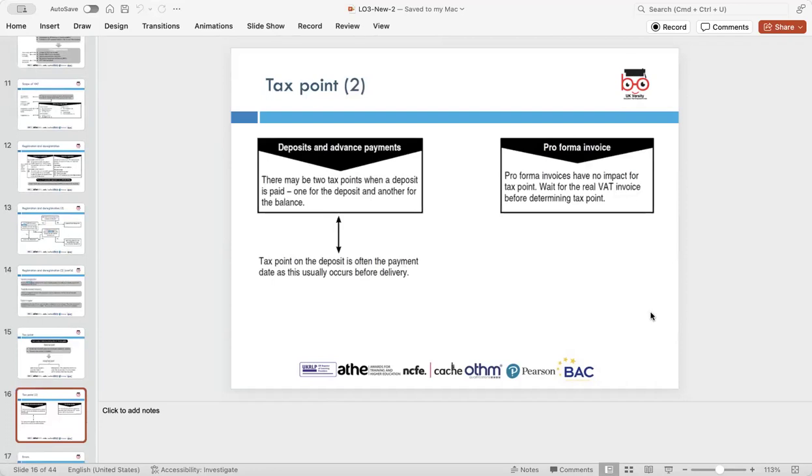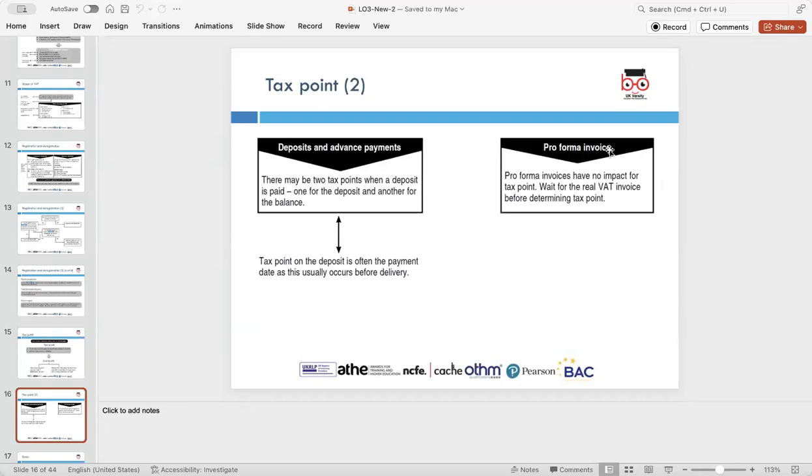Deposits, advance payments, and pro forma invoices. When dealing with deposits and advance payments, there may be two tax points to consider: one for the deposit and another for the balance. The tax point for the deposit is often the date when the payment is made, especially if it occurs before the delivery of goods or services.